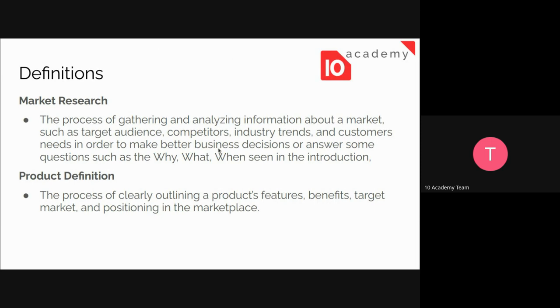So this is what market research is. When it comes to product definition, it's also a process. This process will help us to define the product's features, the benefits of the product, the target market of the product, and the positioning of the product in the marketplace. So I think you have a good understanding of what market research is and what product definition is.